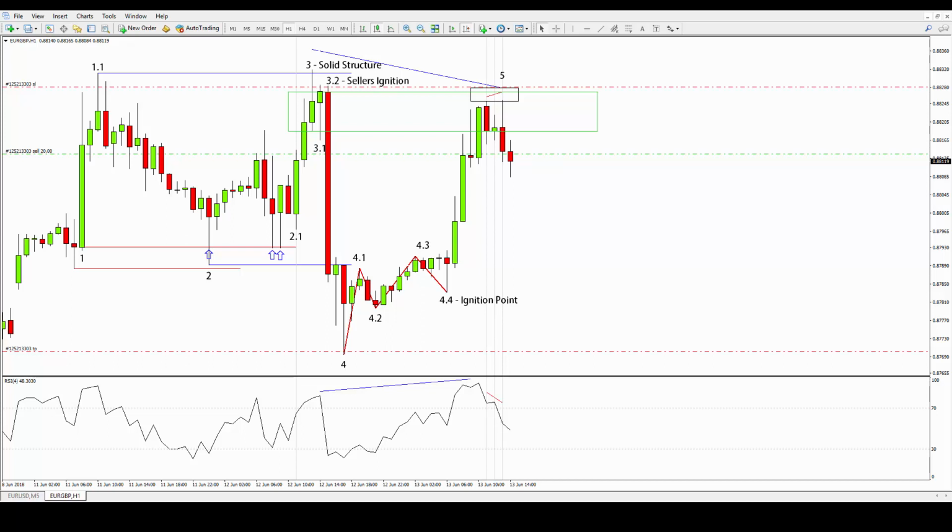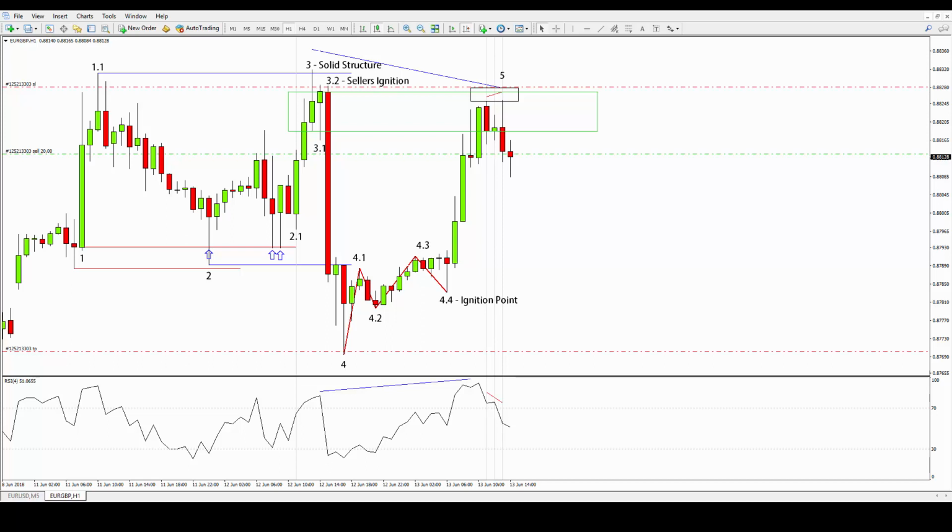Observe also that beyond the massive range of candle 3.2, it breaks the ignition point number 1 and the low number 2, turning the high number 3 into solid market structure. Sellers ended up creating a few more candles that made the market fall even more down to number 4, which is where the buyers picked up the control of the market again.